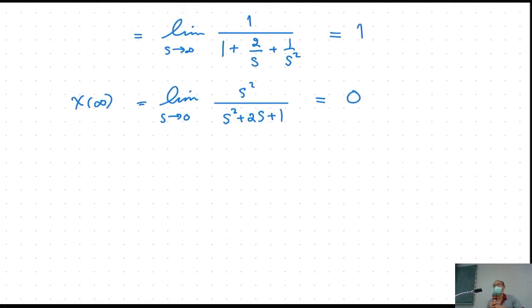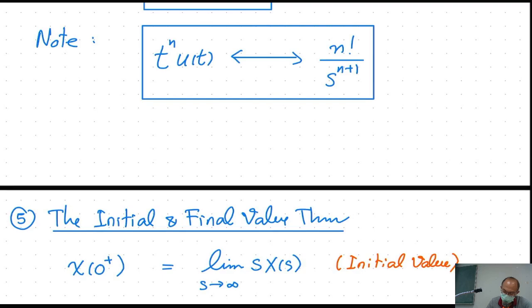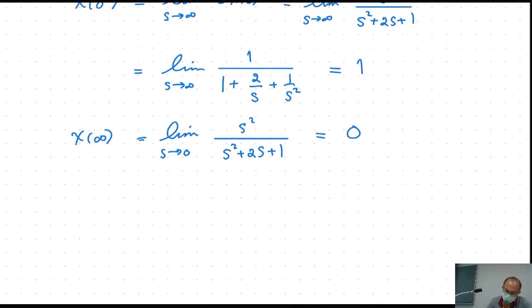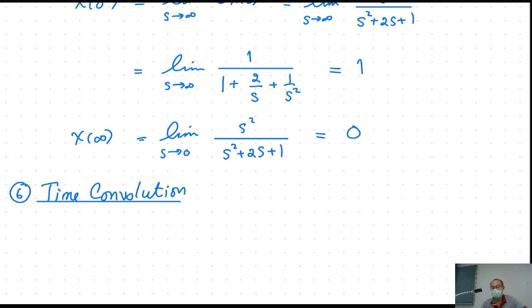If you have questions, please raise your hand so that I know, or you can ask me right away. Now the next property, which one is it? The sixth one, right? The sixth property is called time convolution. Now, this is probably the second most important property next to linearity. So you should definitely pay attention to this one.